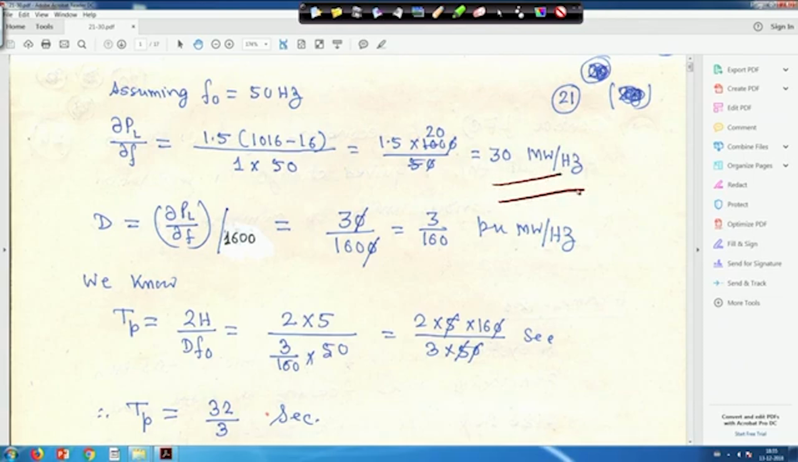Therefore, D is equal to delta PL upon delta F divided by the 1600 MVA base, because each generator is 400, so 1600. If you put this in, it will be 3 by 160 per unit megawatt per hertz, because megawatt is converted to per unit. We know Tp is equal to 2H upon D F0. So, H is known, D computed, F known. So, Tp is equal to 32 by 3 seconds, right.